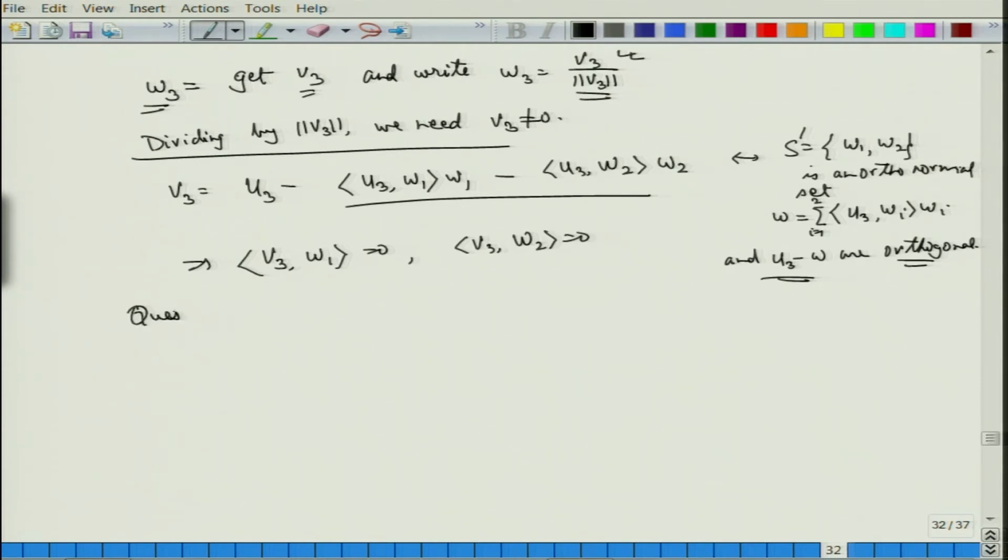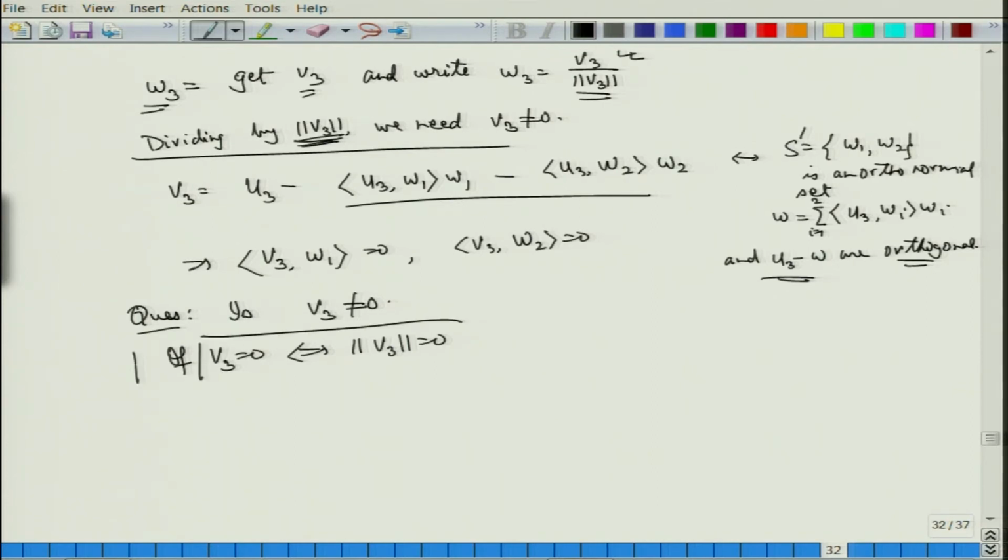The question is, is V3 non-zero? All right. So, if V3 is 0, which is the same thing as saying that this is 0, because we are dividing by the norm of V3, not by V3 as such. Since we are dividing by the norm of V3, it should not be 0, and if the norm of V3 is not 0, it means V3 should not be 0, because this is the condition that I have, that V3 is 0 if and only if the norm or the length of the vector is 0.